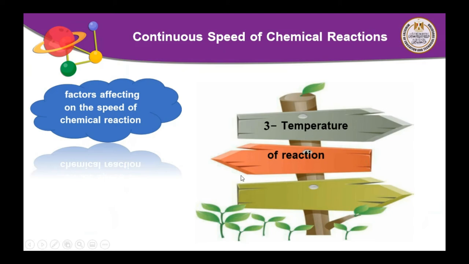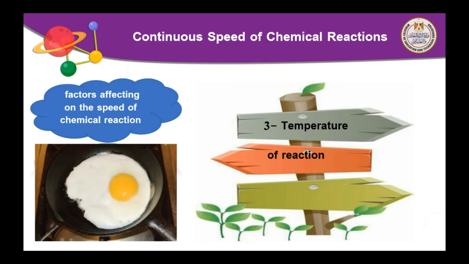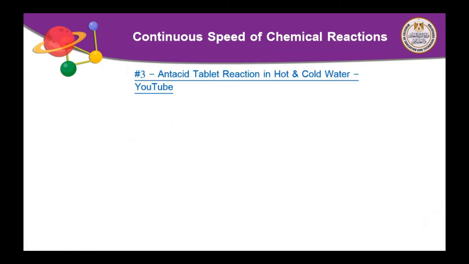The third factor, temperature. What about temperature? Temperature affects the speed of the chemical reaction. How? Yes, as in cooking food. Cooking food needs an amount of heat energy. Heat energy, or increasing the temperature, increases the cooking of food. You have a chemical reaction.